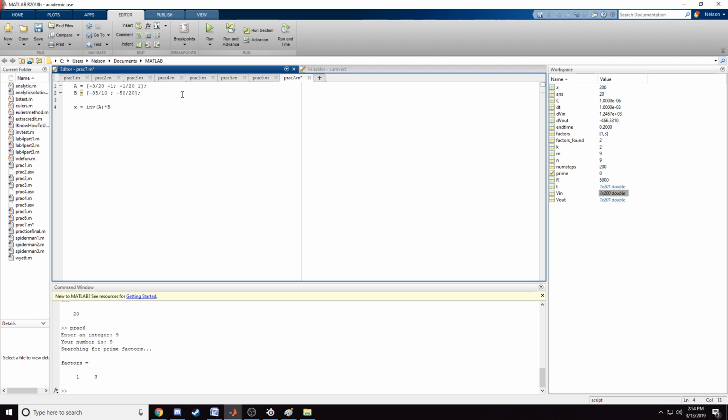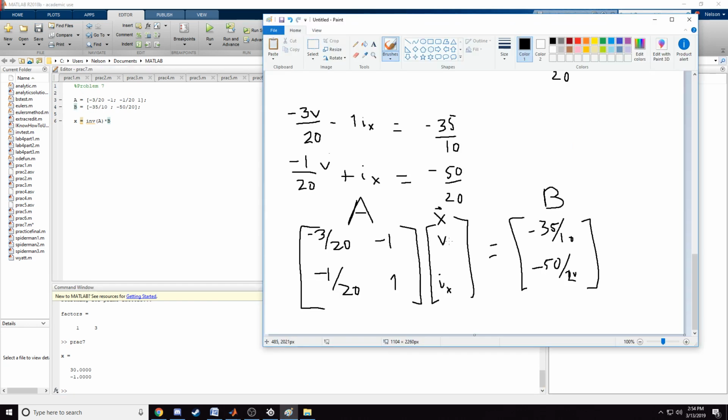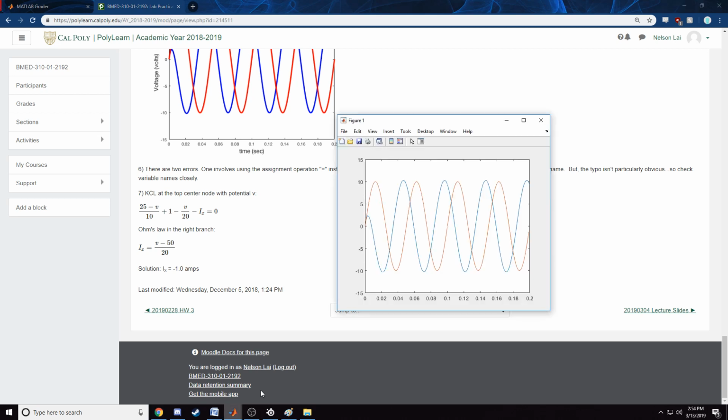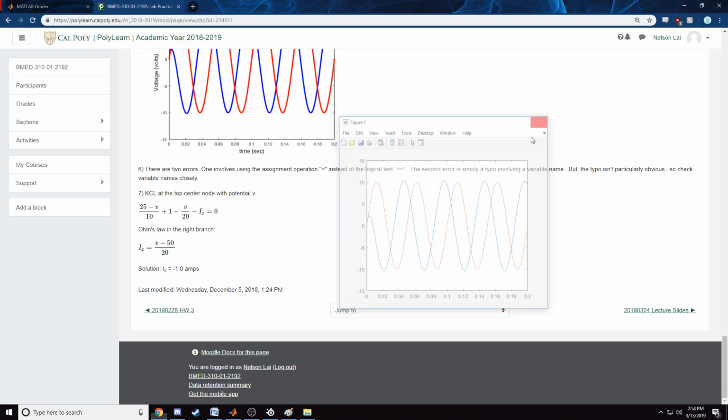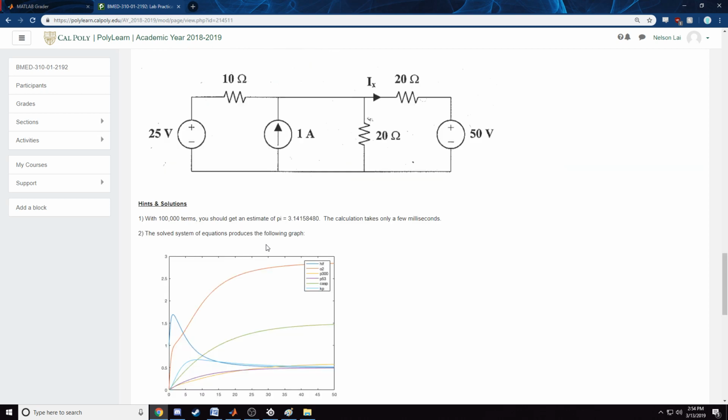Cool. Let's do this. Okay, so we get 30 and negative 1. How did we order this? It was V and then Ix. So if we're solving for Ix, it's negative 1. And if we look at this solution, Ix is equal to negative 1. Awesome, we did it. So that's practice problem number 7. Are there more than that? That was the last one.